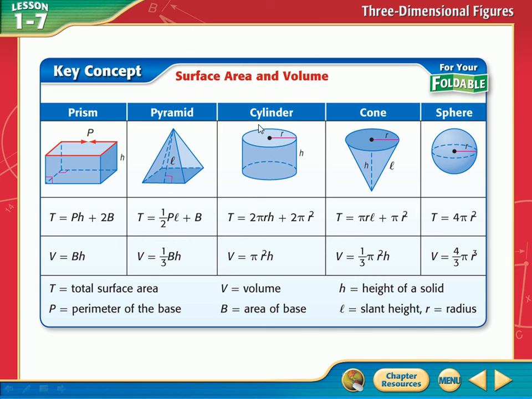All right, let's look at the cylinder. I only have two things on a cylinder, a radius and a height. That's pretty easy. So here's the formula. The total surface area is 2 pi R H, which is 2 pi, R for radius, H for height, plus 2 pi R squared. So you only square the radius. You don't square the pi.